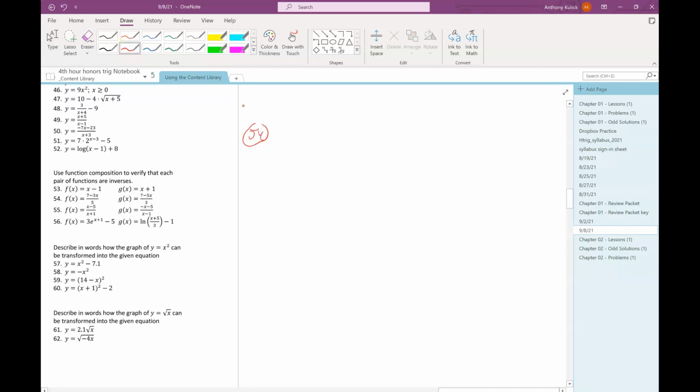So to prove these two things are inverses, we have to do f of g of x, and then we also have to do g of f of x. So in the case of 54, g of x is (7 minus 5x) over 3. So when I compose that with f, I have 7 minus 3 times (7 minus 5x) over 3, all over 5.